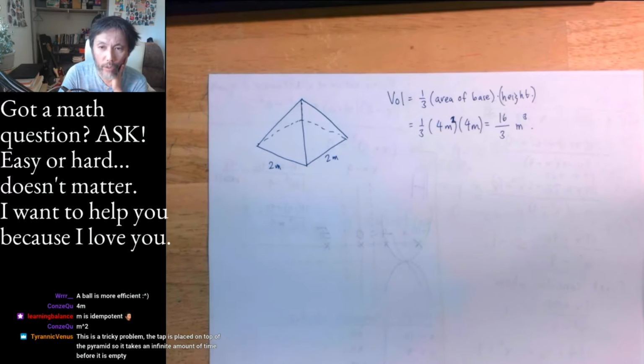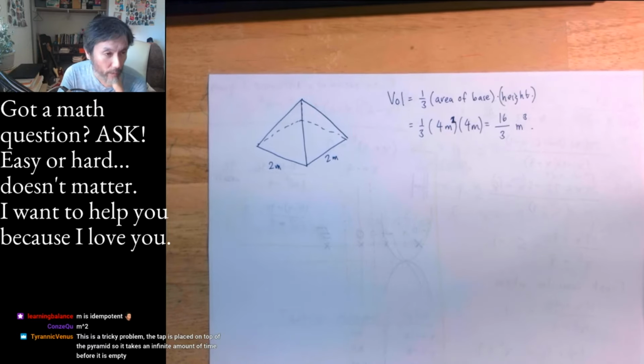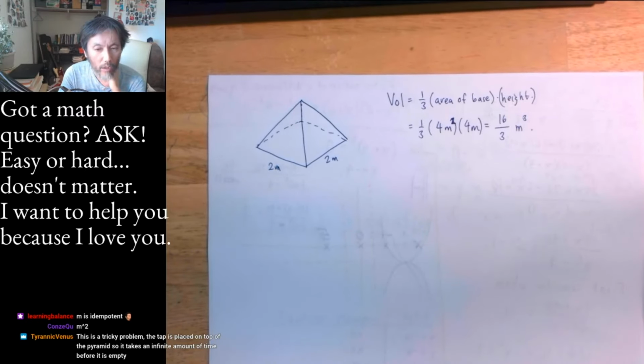Now, we are told that the tap is opened at a rate, and the rate is 1 meter per hour. So I assume that when you say the rate is 1 meter per hour, what you really mean is 1 cubic meter per hour. Confirm or deny?